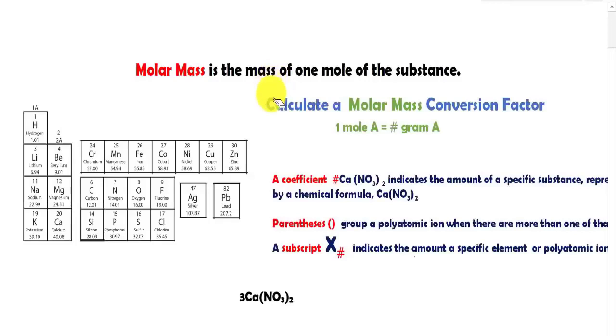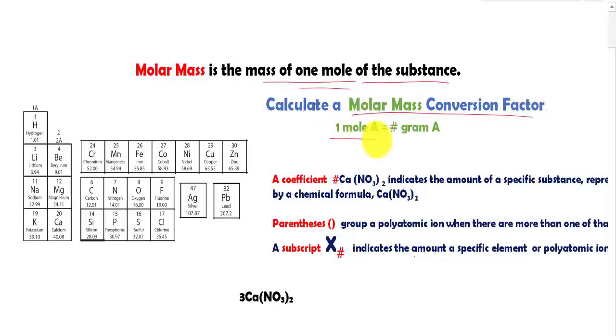In this lesson, we are going to learn about molar mass. And what is molar mass? Molar mass is the mass of 1 mole of the substance, exactly 1 mole. Because the definition has 2 different units, we can actually interpret it as a conversion factor. We call that a molar mass conversion factor.